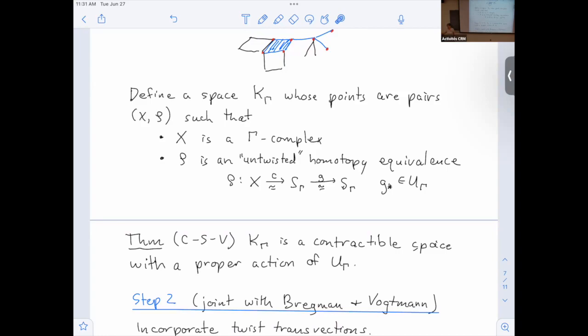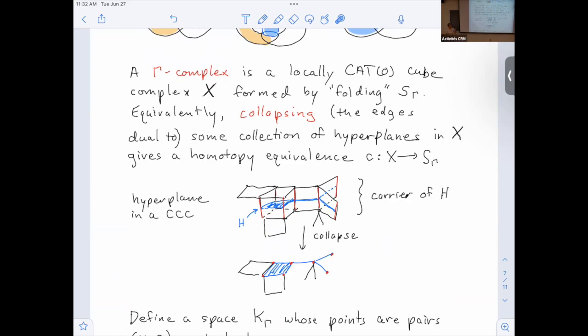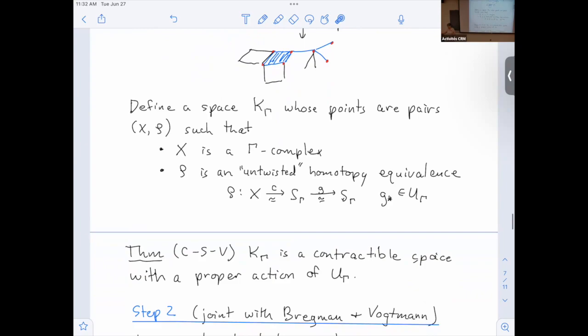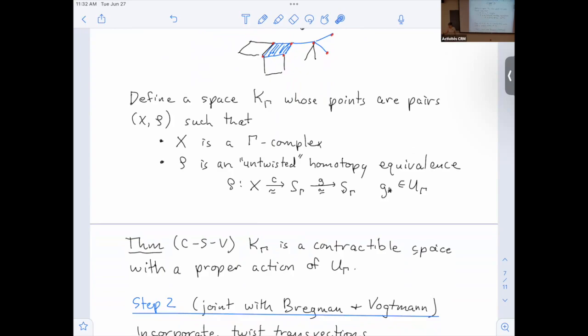So I'm going to call it K gamma. A point in K gamma is a pair (X, marking) where X is one of these gamma complexes I just defined. So a gamma complex is one of these things that I can collapse onto the Salvetti. We sometimes call it a blow up of the Salvetti. And now I want a marking. A marking is a homotopy equivalence down onto the Salvetti complex. But remember I said I could only deal with the untwisted subgroups, so I have to be a little careful about what these markings are. So I'm going to restrict my markings.